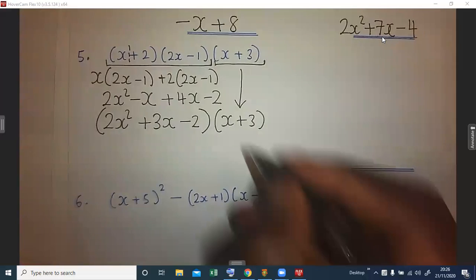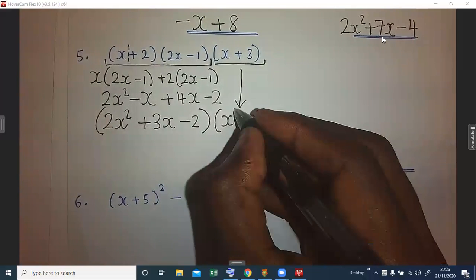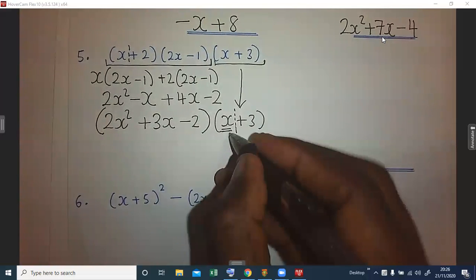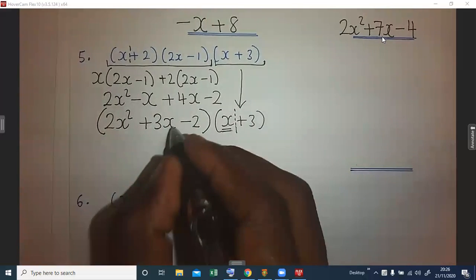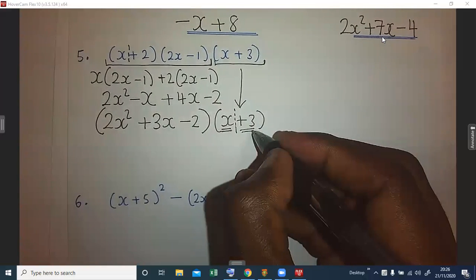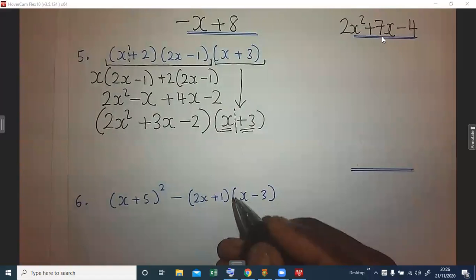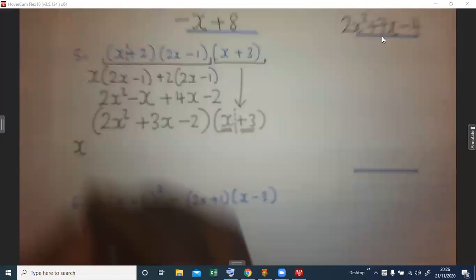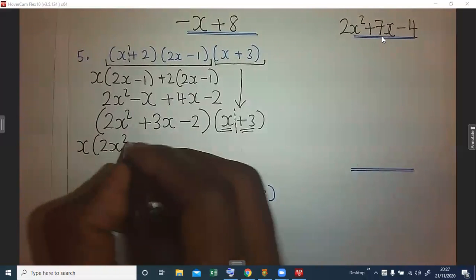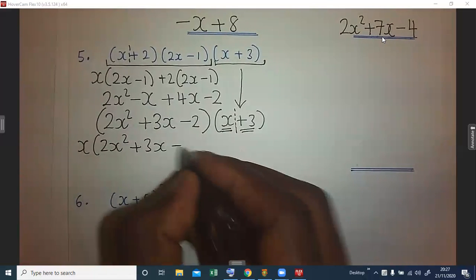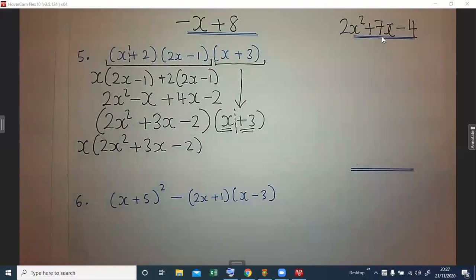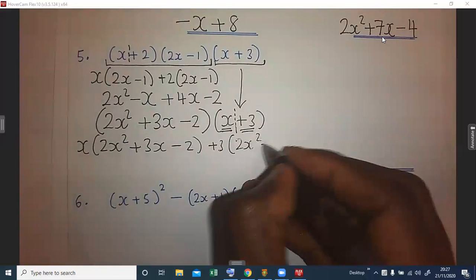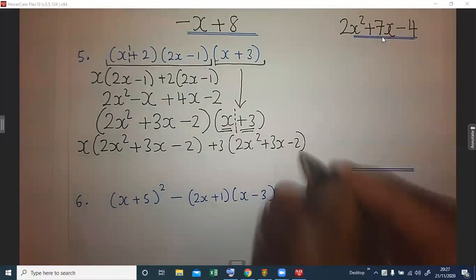So as we said, since these 2 brackets are multiplying, get the small bracket, the first component, to multiply the whole of the bracket, and also the second component to again multiply the whole of the bracket. So let's start with the first component. x multiplied by 2x squared plus 3x minus 2. And then positive 3 multiplied by 2x squared plus 3x minus 2.